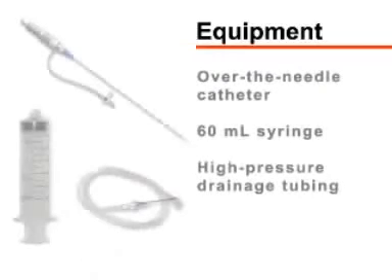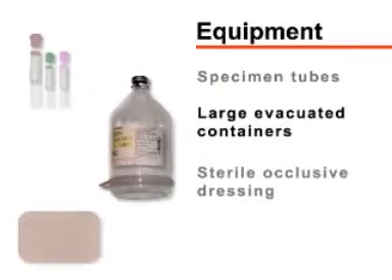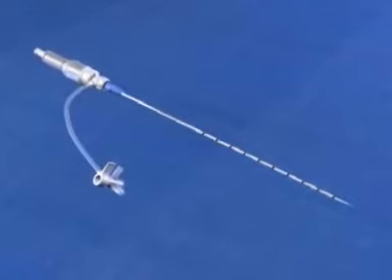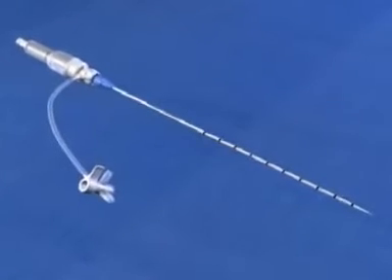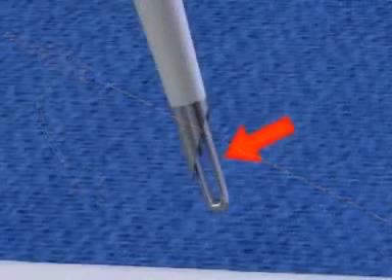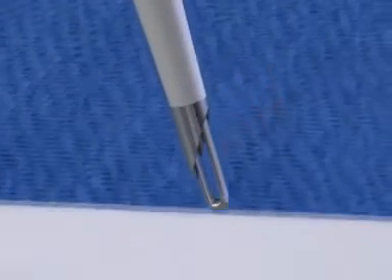For collection of ascitic fluid, you will need an over-the-needle catheter device, a 60 milliliter syringe, and high-pressure drainage tubing. You will also need specimen tubes, large evacuated containers, and a sterile occlusive dressing. In this video, we will demonstrate the use of a paracentesis-specific needle and catheter assembly. This device has a safety mechanism with a retractable blunt obturator.